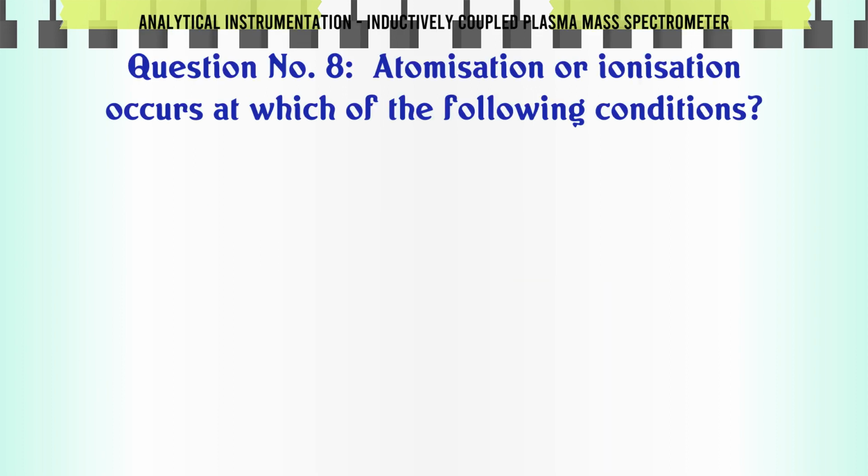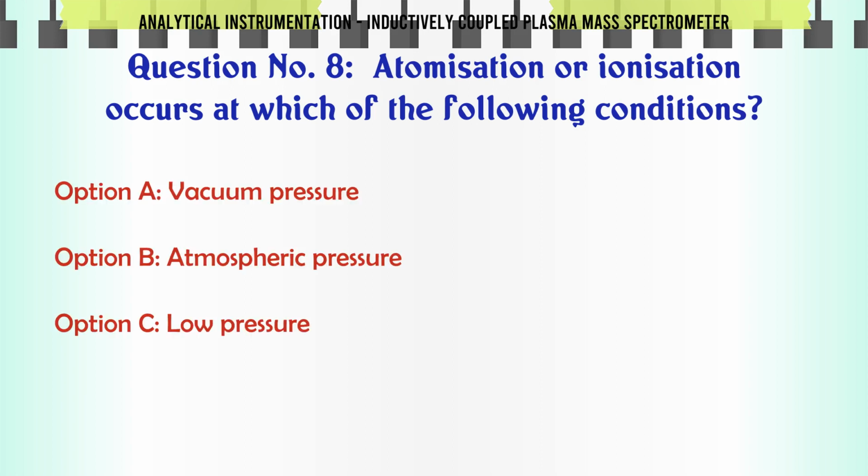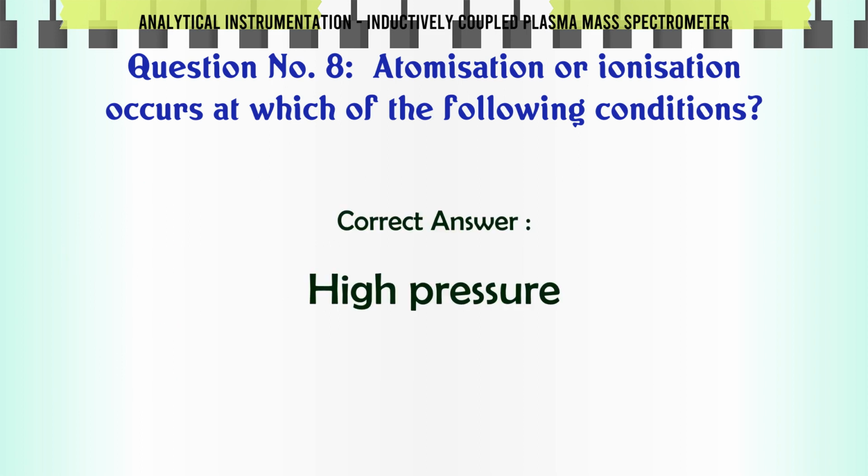Atomization or ionization occurs at which of the following conditions: A. Vacuum pressure, B. Atmospheric pressure, C. Low pressure, D. High pressure. The correct answer is high pressure.